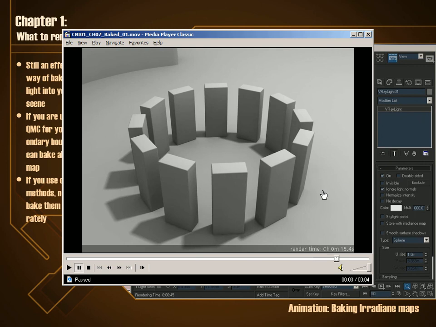Okay, great. So now we've got that basic understanding. Let's go ahead and jump into some more concepts about how this applies to interior scenes.